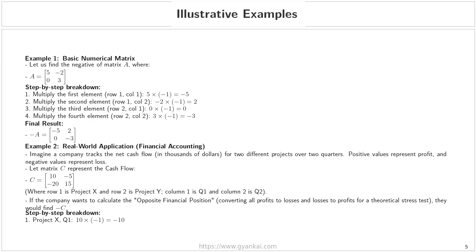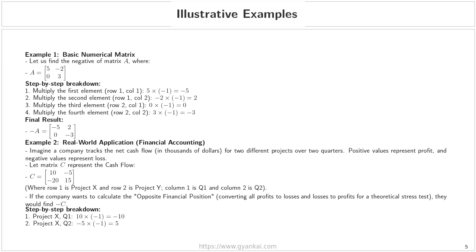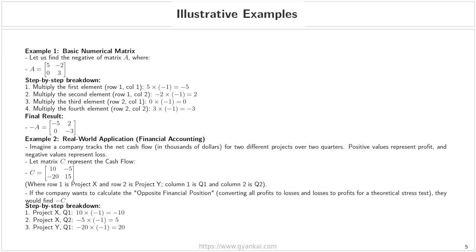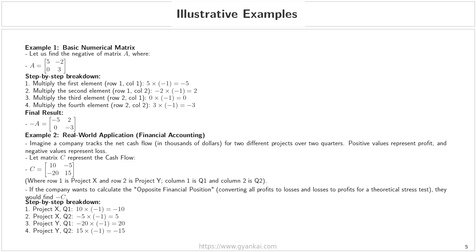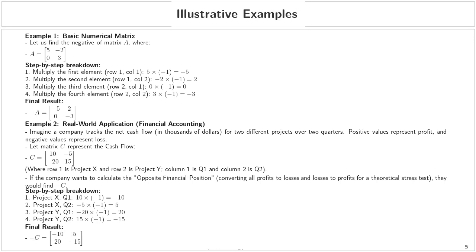For Project X in the first quarter, 10 multiplied by -1 is -10. For Project X in the second quarter, -5 multiplied by -1 becomes +5. For Project Y in the first quarter, -20 multiplied by -1 becomes +20. And for Project Y in the second quarter, 15 multiplied by -1 is -15. Consequently, the final result for the opposite financial position, negative matrix C, is a matrix containing -10, 5, 20, and -15.